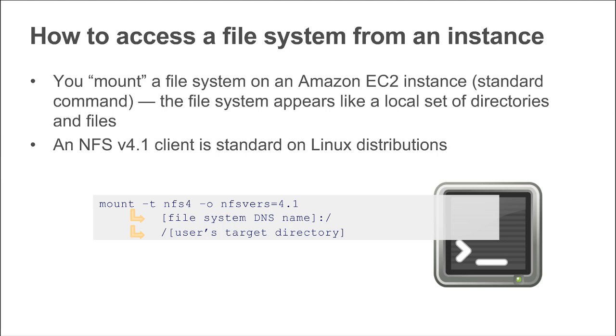If you look at the bottom half of the screen, we show the mount command that you would use. The -t means you'll specify the type of mount. It's an NFS 4 mount. And the -o is for the optional parameter, which is NFS version 4.1. That's the version we highly recommend. We also support 4.0. Then you provide the file system's DNS name, which is the DNS name associated with the mount target that's local in your AZ, and then the target directory that you want to mount to on your local instance.